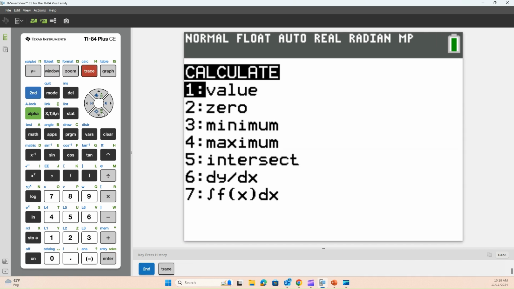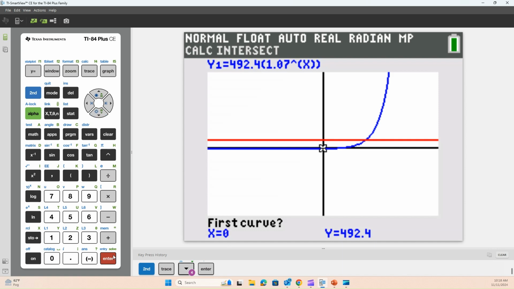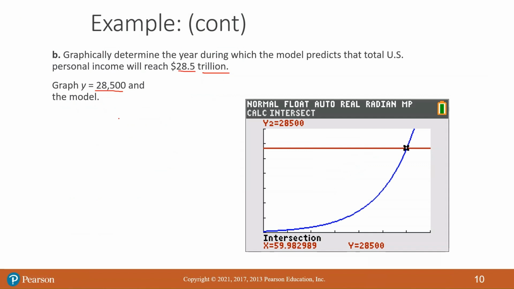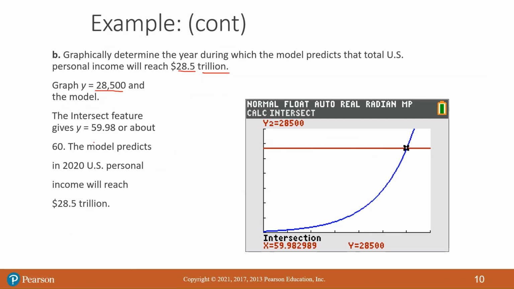go second calc, intersect, first curve, second curve, hit enter twice, and then scroll over to where you think they intersect and hit enter a third time. We wind up with an x value of 59.98, so approximately 60. 60 years after 1960 is when we should reach this value. So, like I said, you can see on this graph as well, copied over here, the intersection feature gives about x equals 59.98, or about 60.